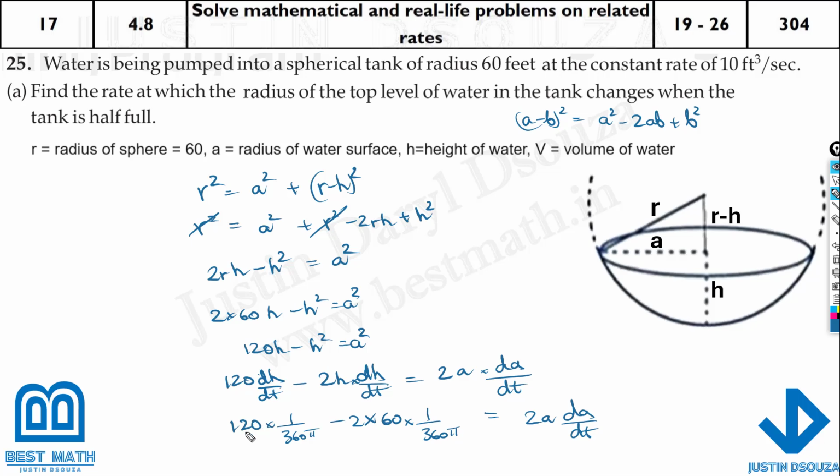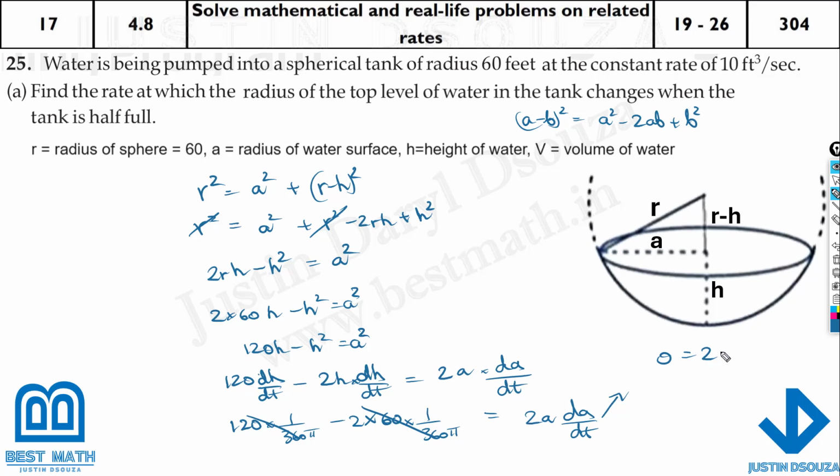Now let's solve this up. Here we have to find dA by dt. 120. Look at this. This is 60 times 2. It's going to be 120 itself. So these both will cancel. It's 120 times 1 by 360 pi minus 60 times 2 is 120. It's 0 here. So I'll just write it out over here. It'll be 0 is equal to 2a.